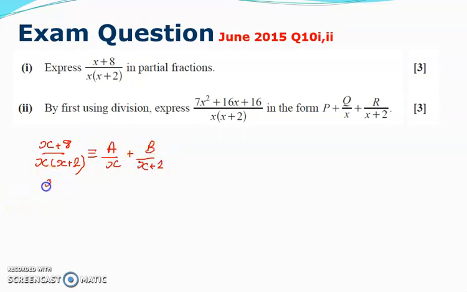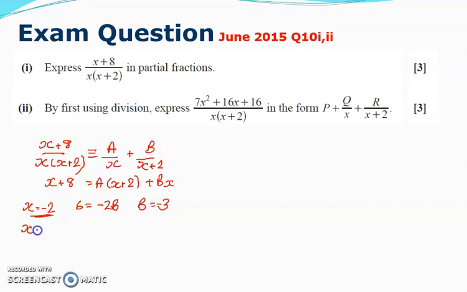If I multiply that out on the right hand side, I'll get A(x + 2) + Bx, and you should remember how to do that. Set x equal to minus 2. If I do that, the left hand side is 6. That disappears, and I get minus 2B, and therefore B equals minus 3.